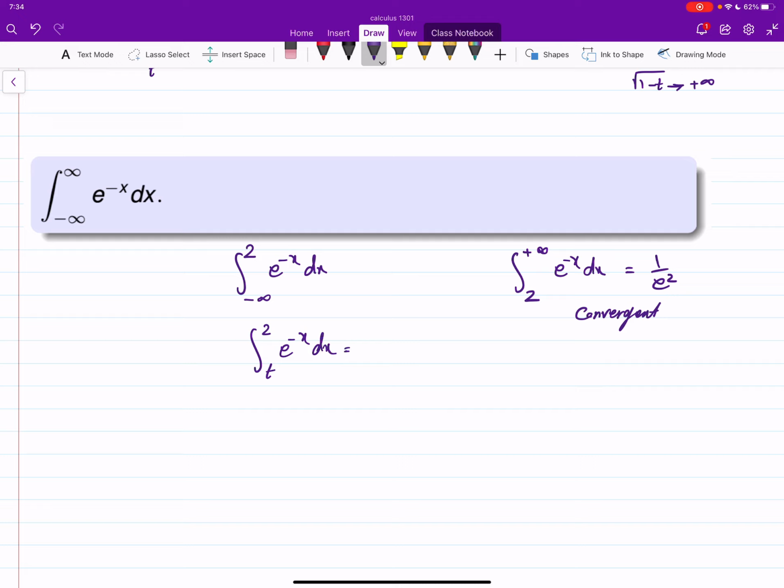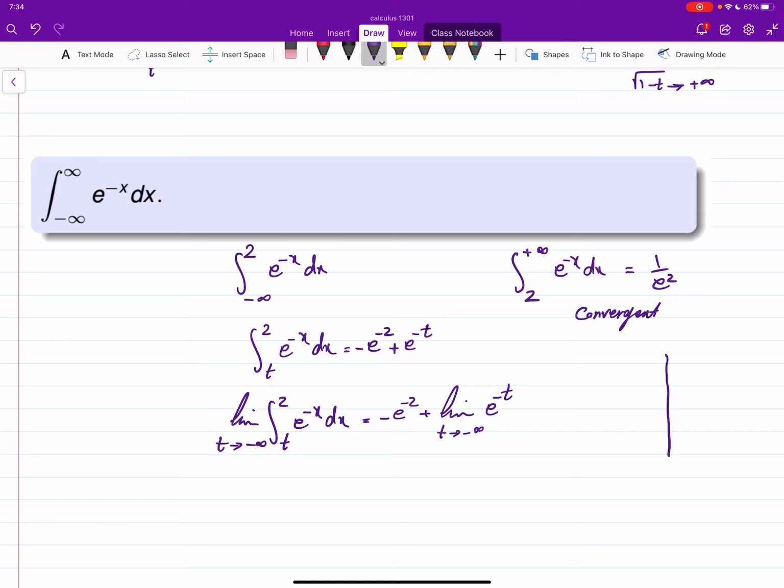This is negative e to the power negative 2 up there, plus e to the power negative t. Now, if I find the limit of this as t goes to negative infinity, what I will find is the limit of, this is just a constant, plus e to the power, okay, let me pass that constant out there, and then the limit of e to the power negative t as t goes to negative infinity.